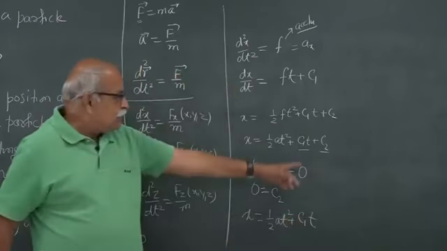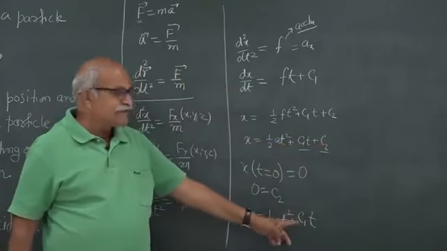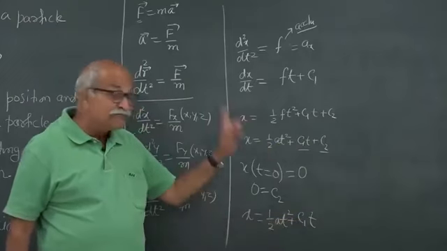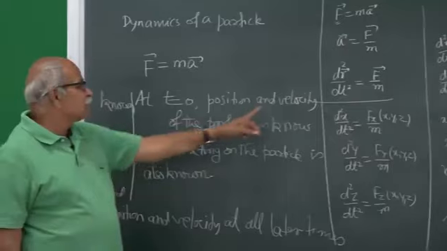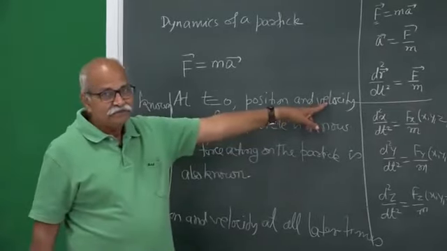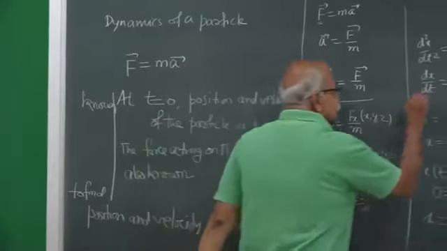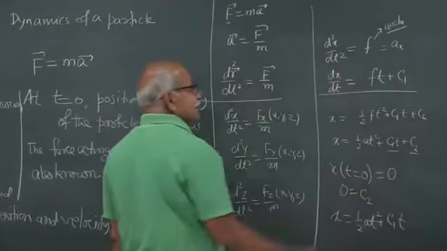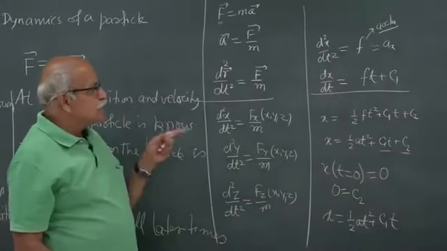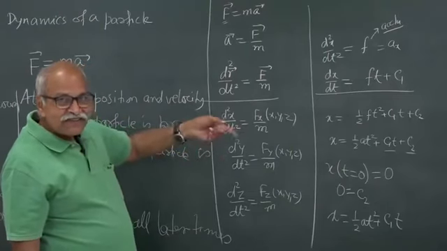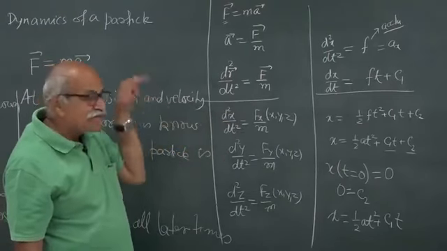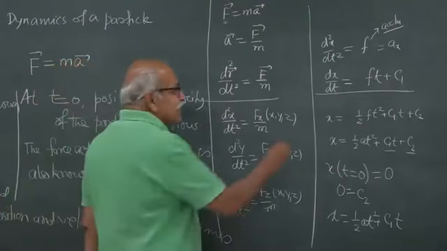So, you get the value of one constant, but one constant still remains and one information still remains, because not only position, I also know the velocity, and velocity is here, dx/dt. So, at t equal to 0, if the velocity is known and if I call that velocity u, small u, then what do I get? If I use this, this is my Vx.